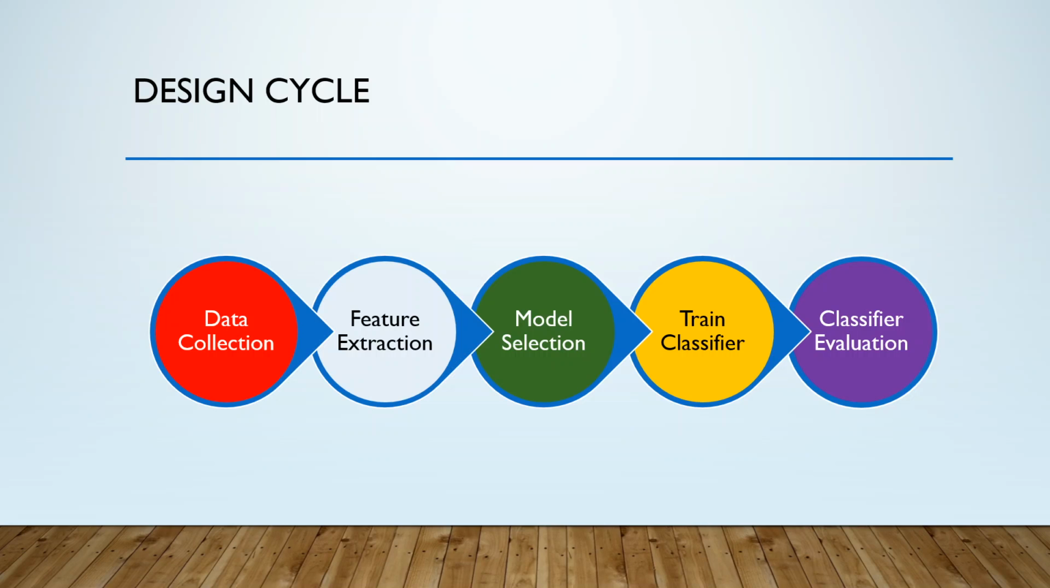Then based on the model, you need to train the classifier. After the classifier is trained, you need to evaluate the performance of the classifier. That is, what is the error rate, suppose, how precise your system is. Those are the different classifier parameters that you need to evaluate. And this will be the total design cycle of the pattern recognition process.